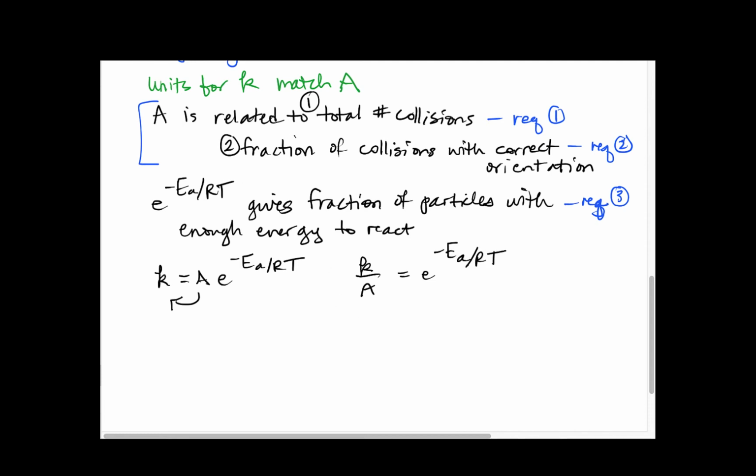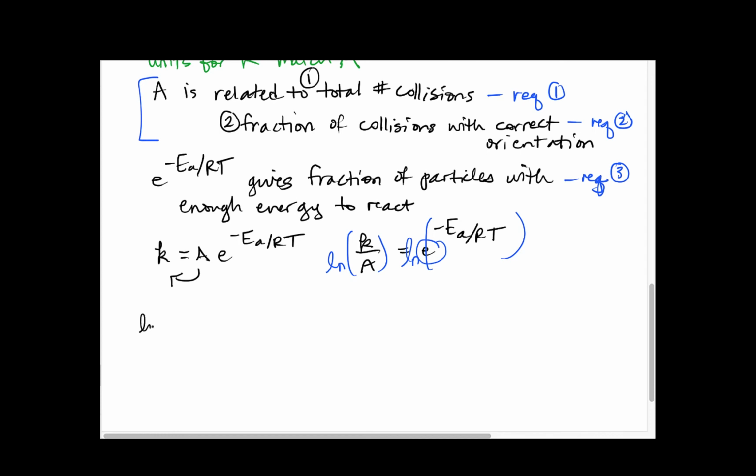And then I don't really know what to do with this exponential function, but I know I can get rid of it. So I'm going to take the natural log of both sides because the natural log undoes the exponential function. So then on the left-hand side, I have the natural log of the equilibrium constant over A, which I know I can separate out, right? That was that logarithm identity we already talked about. And then the natural log and the e just go away, so I have minus E sub A over RT.